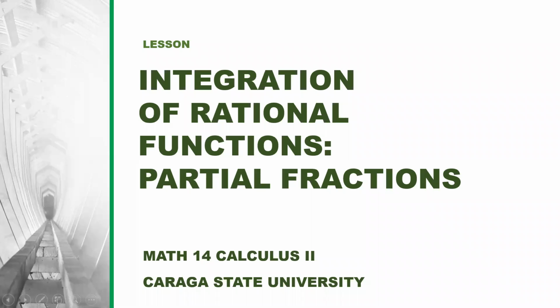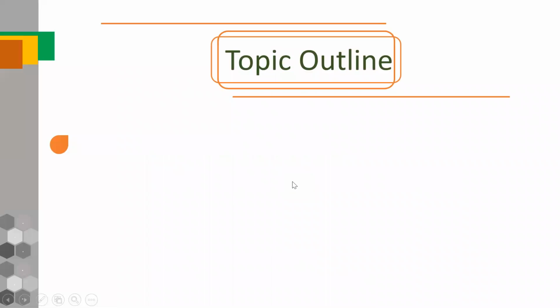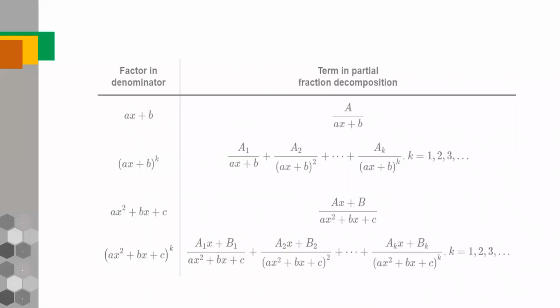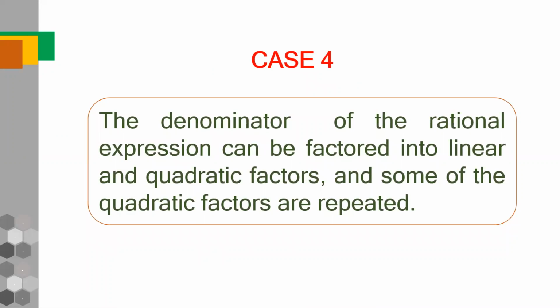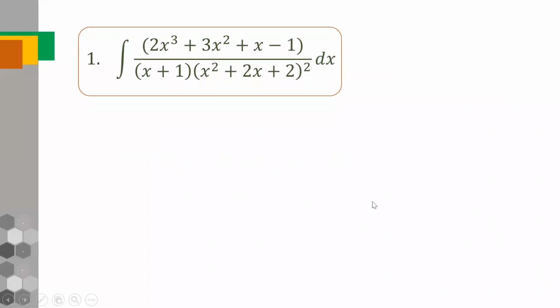For the fourth case of the integration of rational functions by the use of partial fractions, we have this form. Here, our denominator can be factored into linear and quadratic factors, and some of these quadratic factors are repeated. For example, this one. As you can see, there is a quadratic factor in its denominator which is repeated twice.